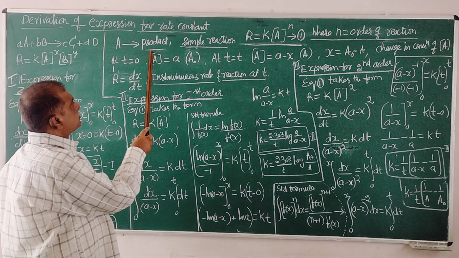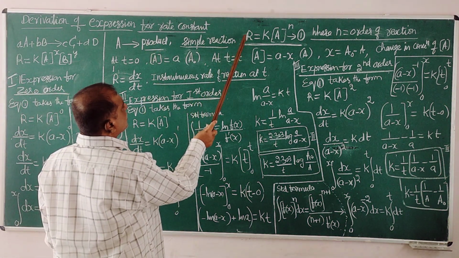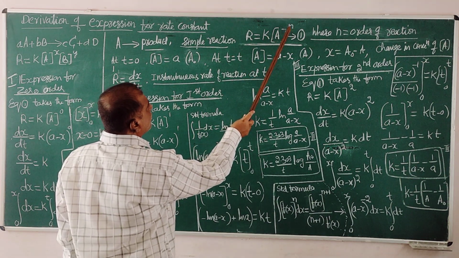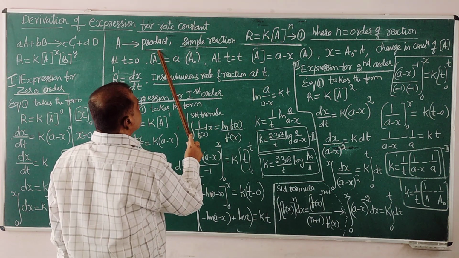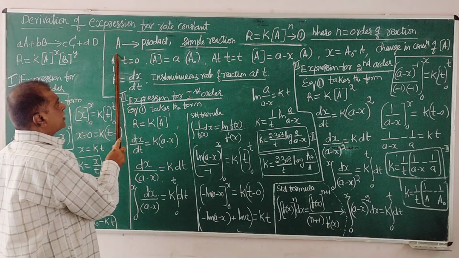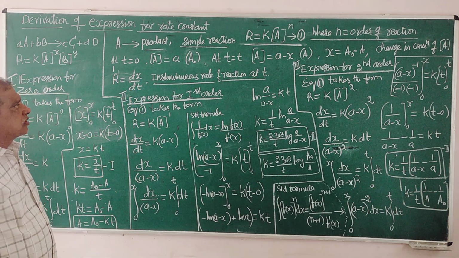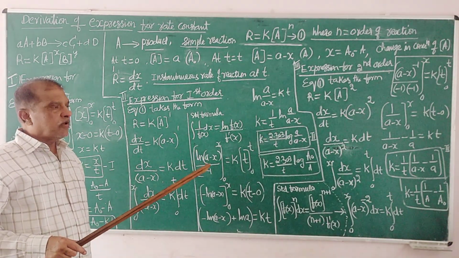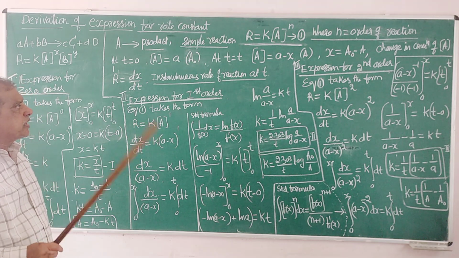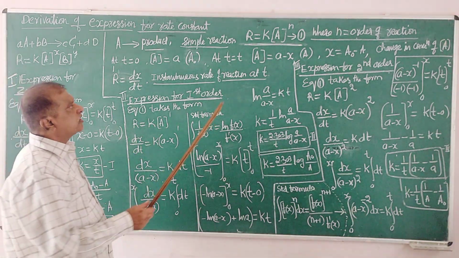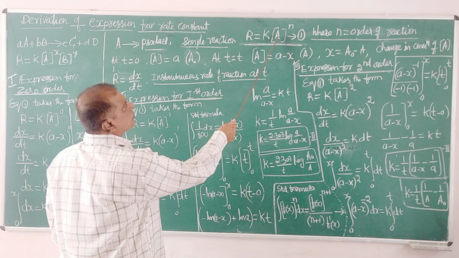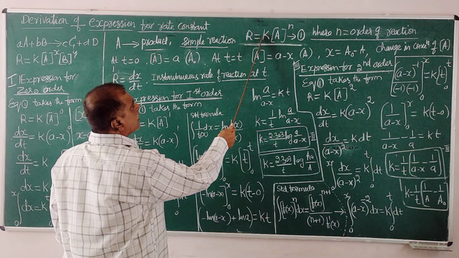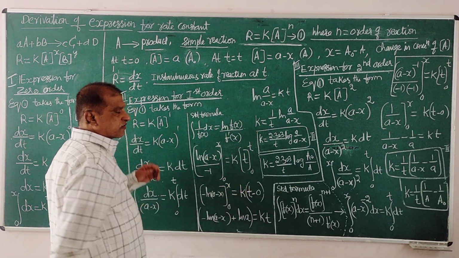The rate expression for this reaction is rate of reaction equals rate constant K into A to the power of n, where n is the order of the reaction and A is the concentration of the reactant. Let us commence the reaction. When you commence the reaction, there is a change in the concentration of A and a change in the rate of reaction every time, where K and n remain constant or fixed values.